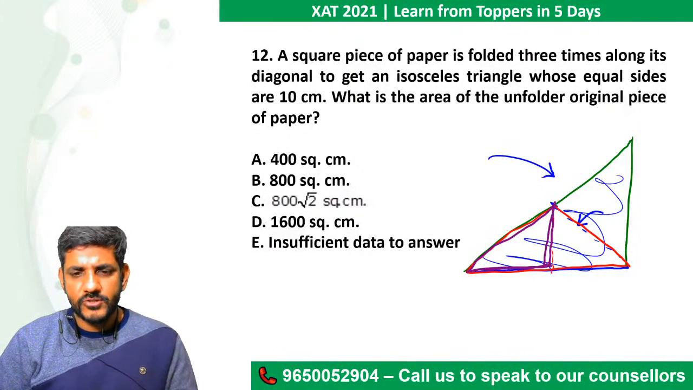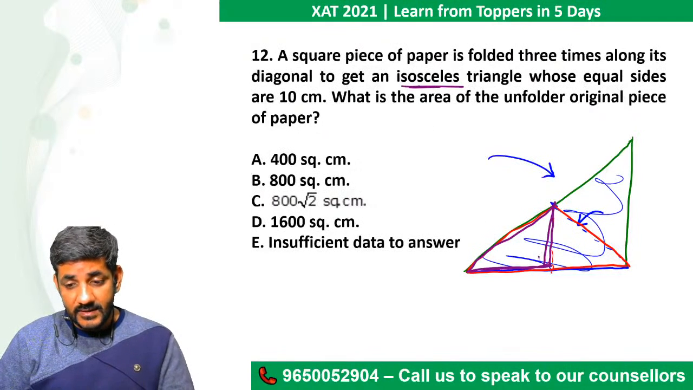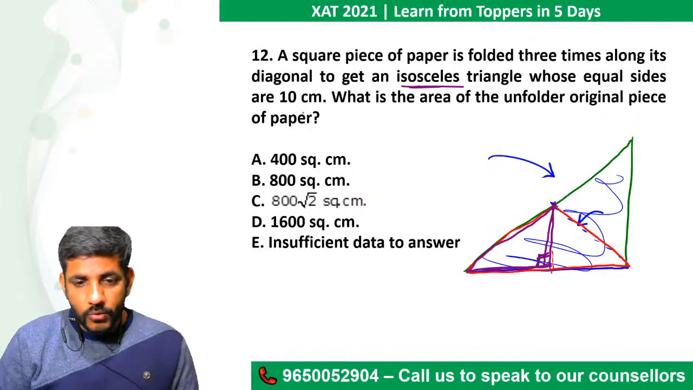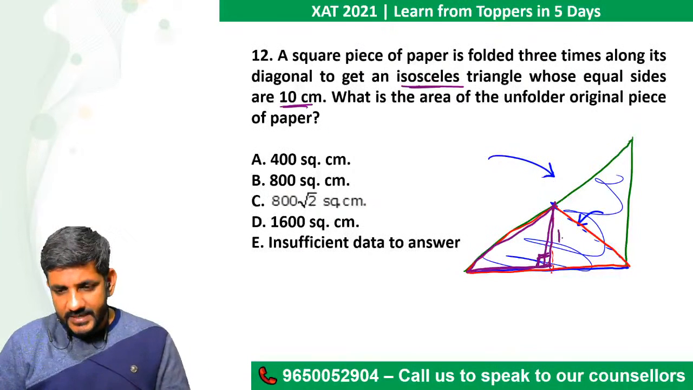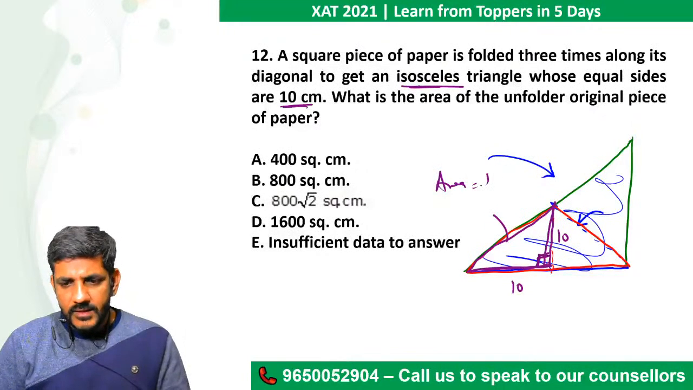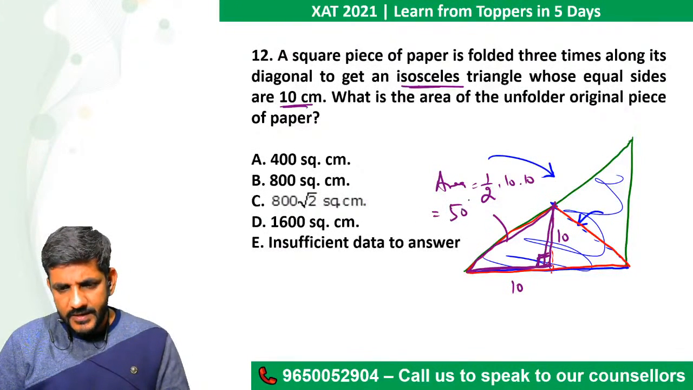He says it's an isosceles triangle and I see it's a right angle triangle, right? Isosceles के साथ साथ it is right angled as well. Whose equal sides are 10. If this side is 10, this side is 10. Can I say area of this triangle is half of 10 into 10, that is equal to 50?